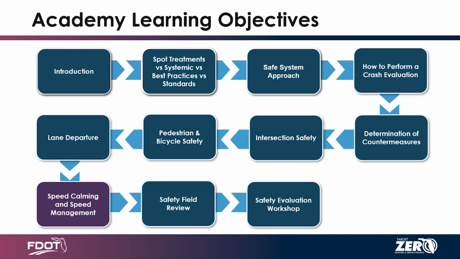If we look at our roadmap, like I said, we've gone all the way through the basics of learning how to solve safety issues, get our crash data, and perform the evaluation. We've gone through intersection, bike ped, and lane departure safety. We are now on speed calming and speed management. Safety field reviews will be at 10 o'clock this morning, and then the safety evaluation workshop is next week. Very excited, looking forward to seeing all of you and putting all of us together.